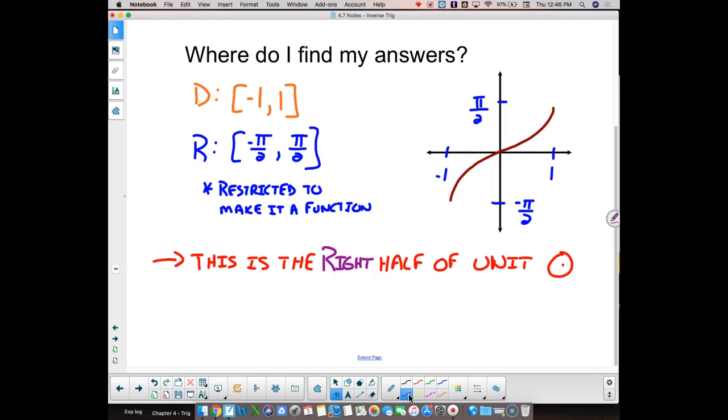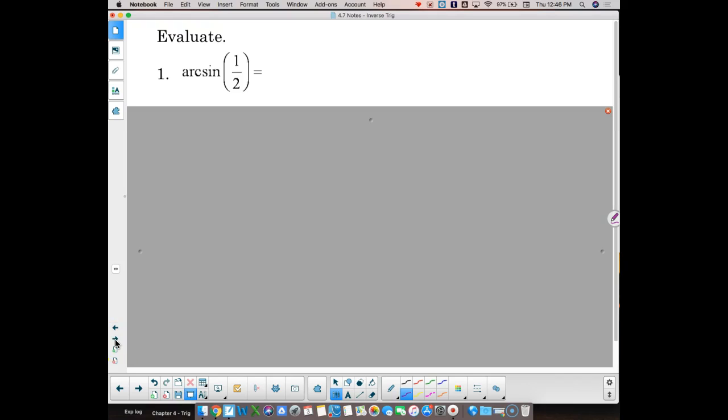Now that I've made that as clear as mud for you, let's just get to work doing this stuff. Remember, when we're using the inverse sine or the arc sine, we are limited to the right half of the unit circle. So you should have all your unit circles now because we're going to use those.